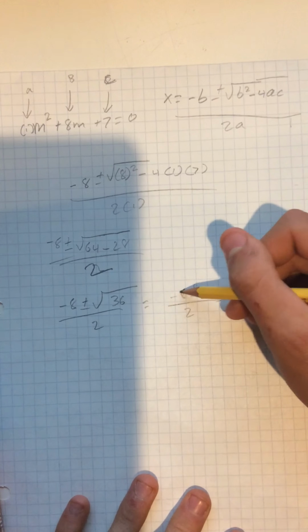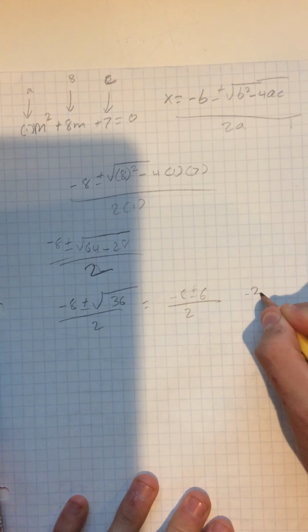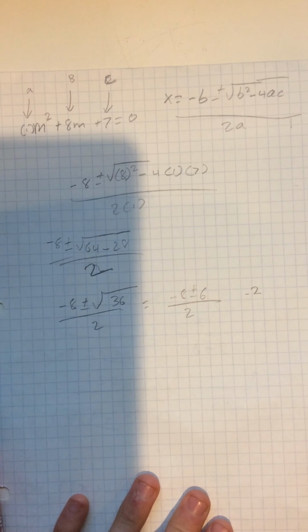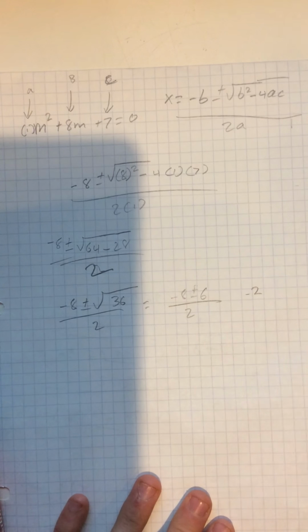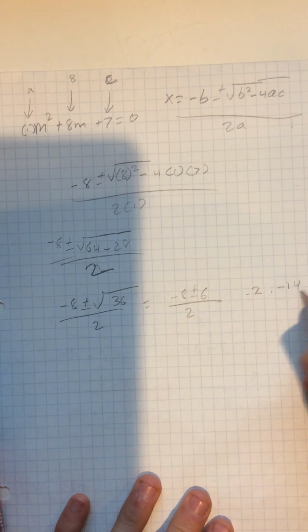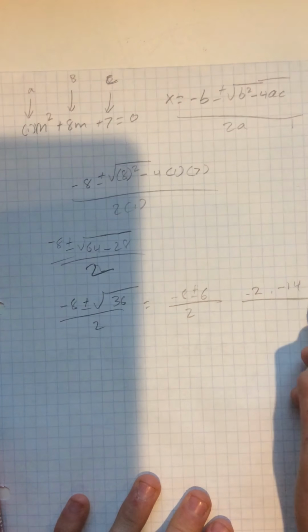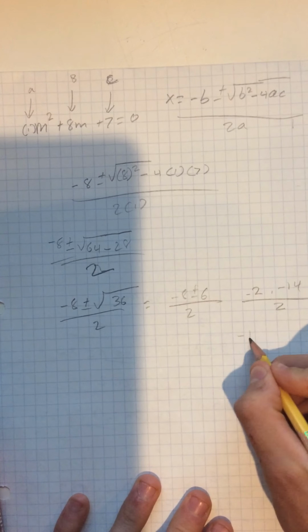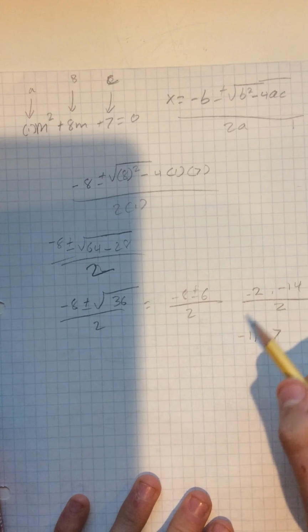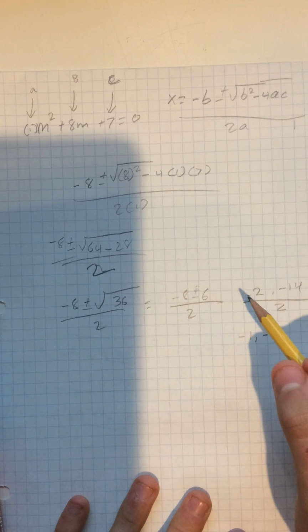add first, negative 8 plus 6 is negative 2. And say we subtract, negative 8 minus 6 is negative 14, but we have to put it over 2. Put over 2 and you get negative 1, negative 7. And those are your possible values for m.